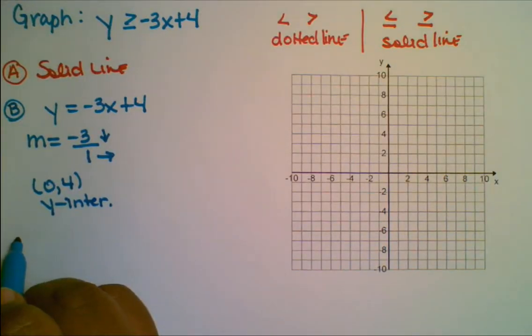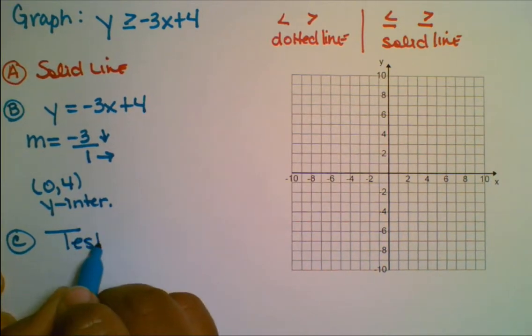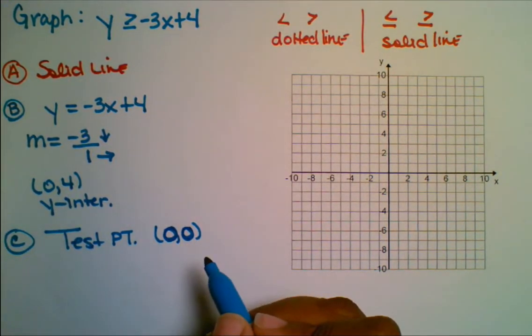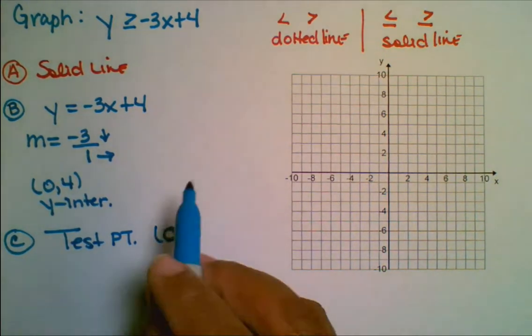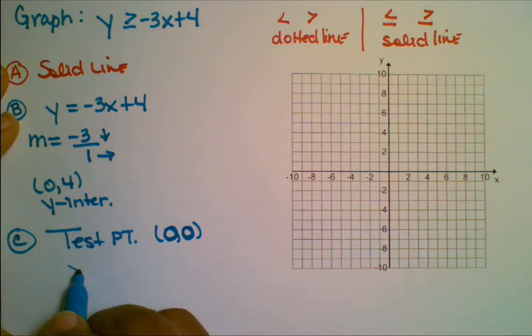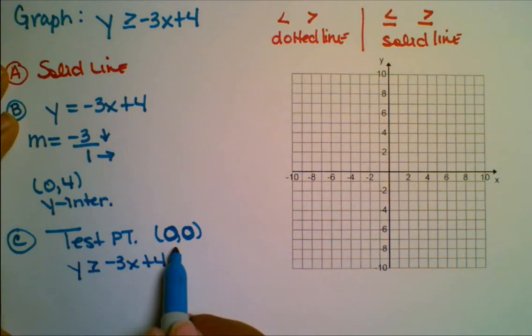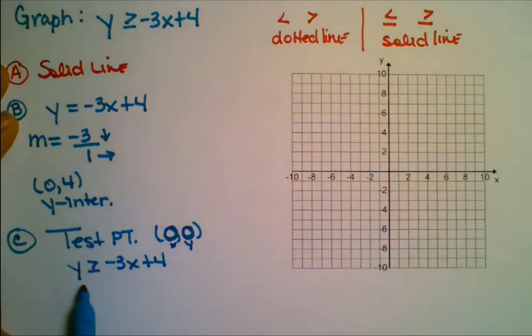Then we're going to be using a test point. And the test point that we're going to use, providing that the graph is not at the test point or on the test point, we're going to be using 0, 0. That'll make life easy for all of us. And we're going to determine that when we go back to the original inequality and substitute 0 in for x and 0 in for y, will the statement that we create be true or false?